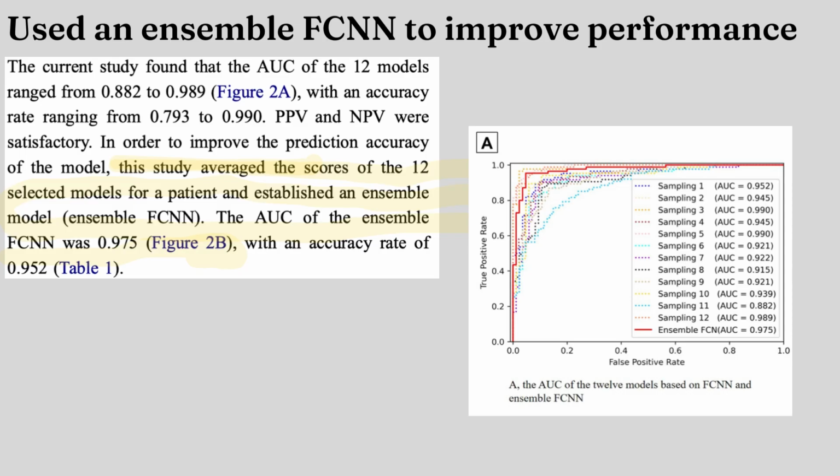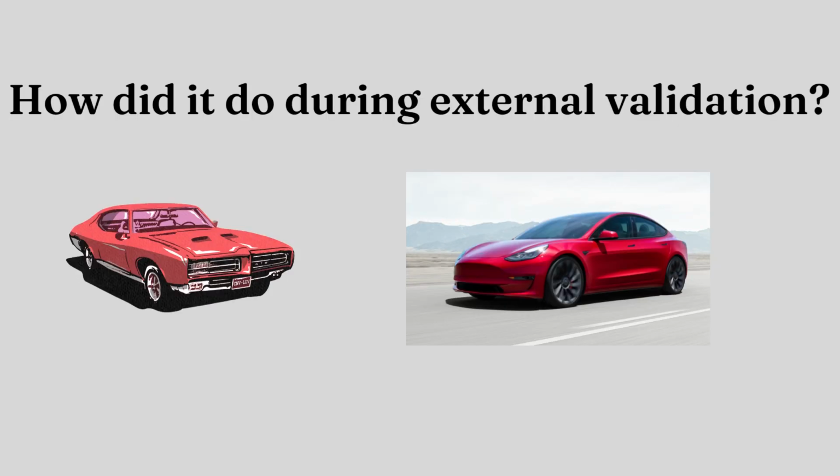When you look at this next graph, you can see that the area under the curve of the ensemble fully connected neural network is 0.975 with an accuracy rate of 0.952. These numbers are roughly equivalent to percentages, so you can think about it as nearly 100% accurate for both, which is great.